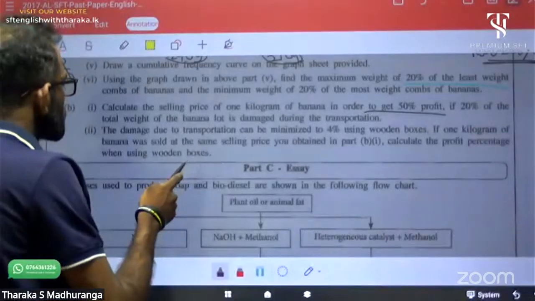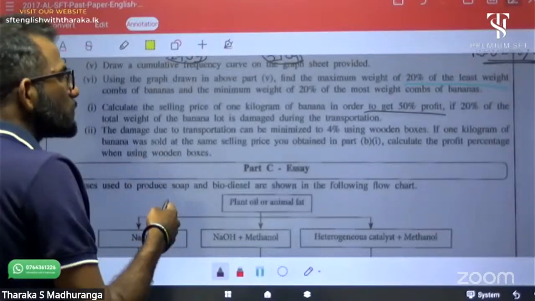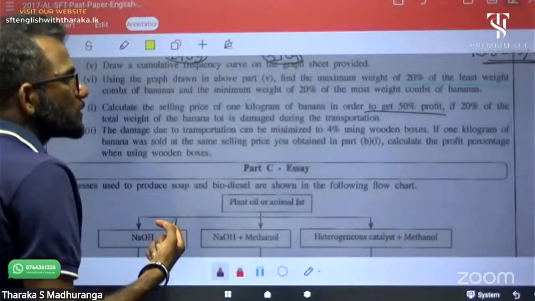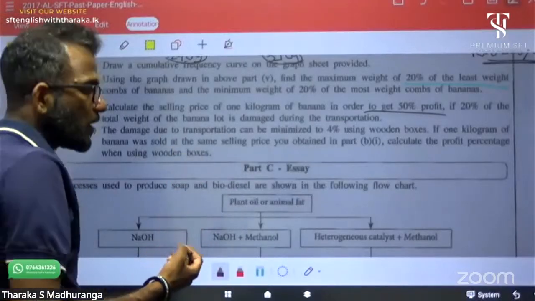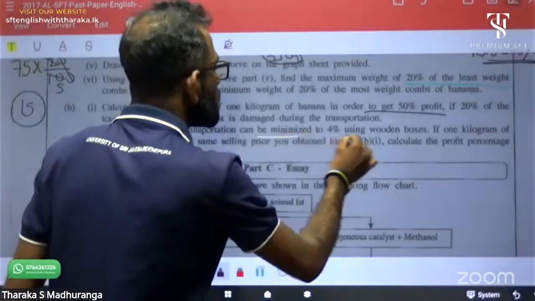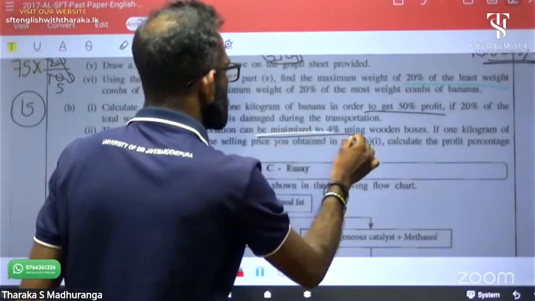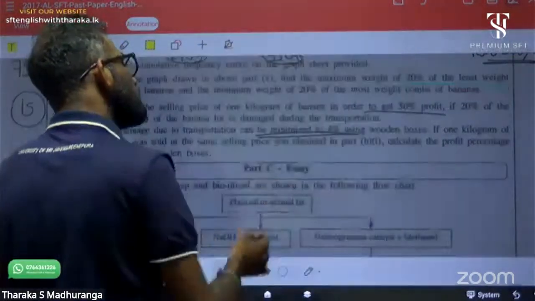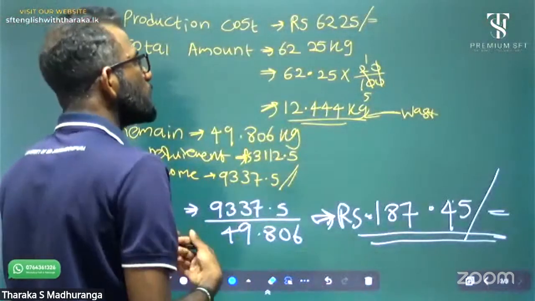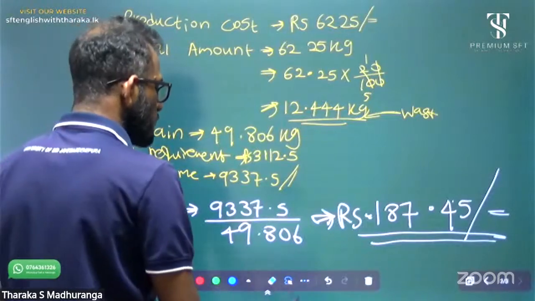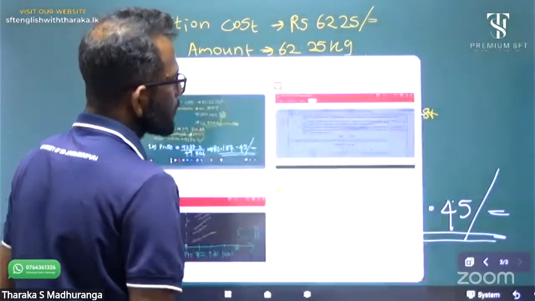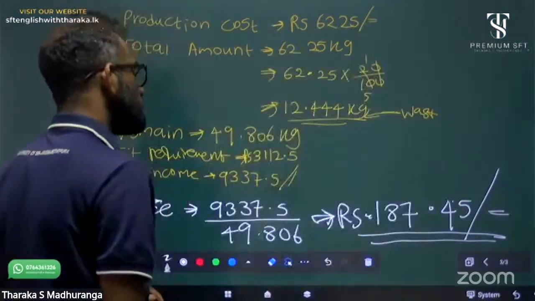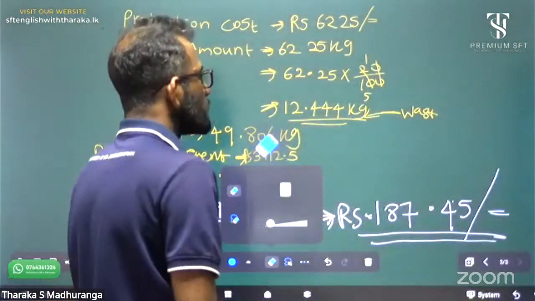with a wooden box, the damage due to transportation can be minimized to 4%. We can minimize to 4%. Important: minimize up to 4%. Up to 4% means we can minimize by 16%. The question asks for the profit percentage.